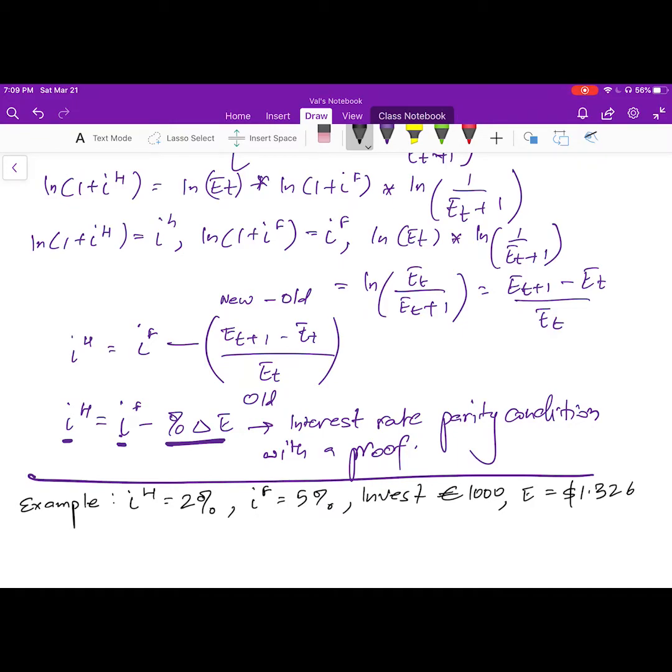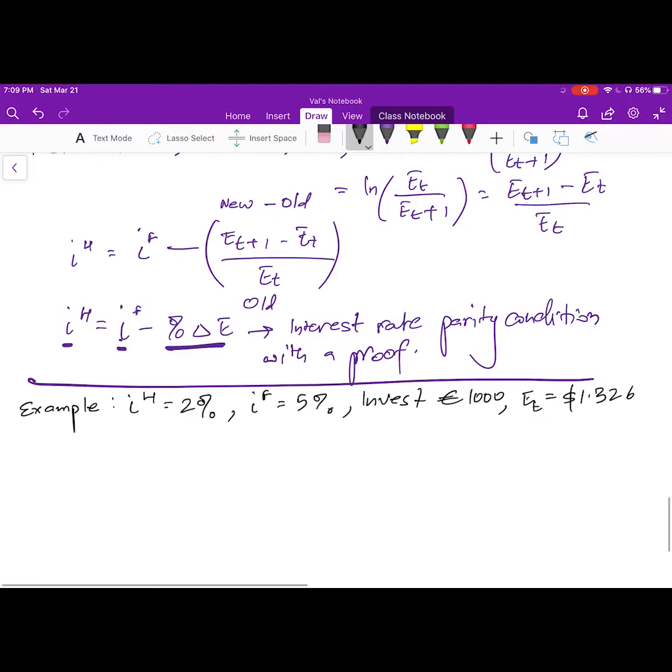1.326. What does that mean? That means if you invest 1,000 euros in the US, you'll have to first convert it into US dollars at 1.326 per euro. So for 1,000 euros, you'll get 1,326 US dollars to invest today. If you believe in the interest rate parity condition, the question is, what do you think is going to be the future exchange rate?